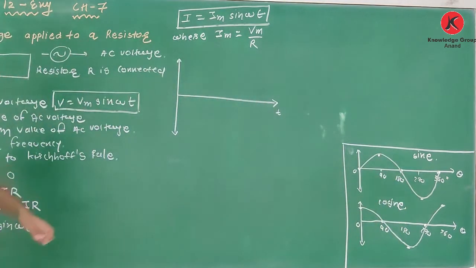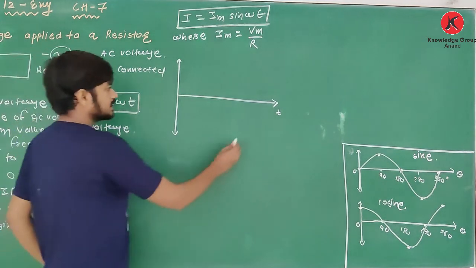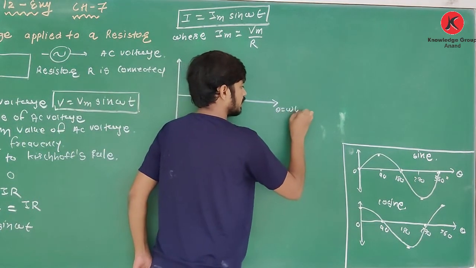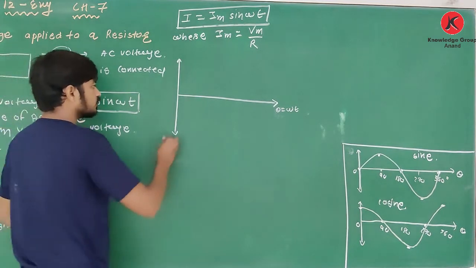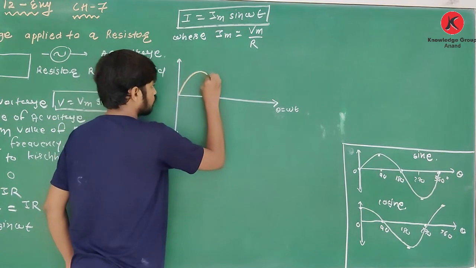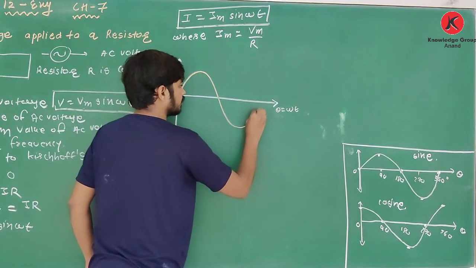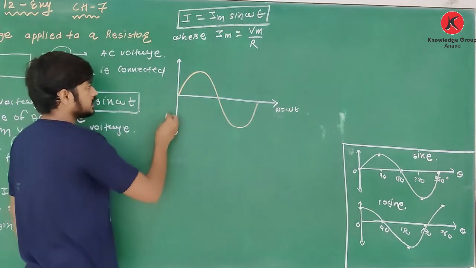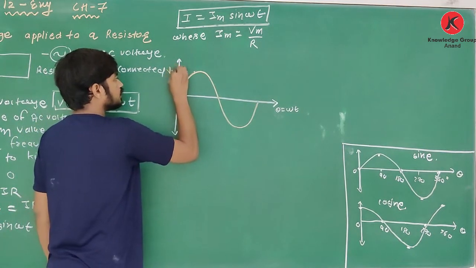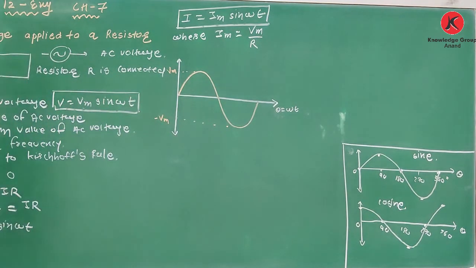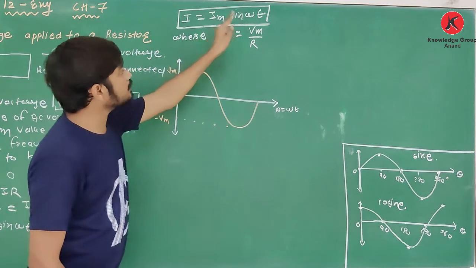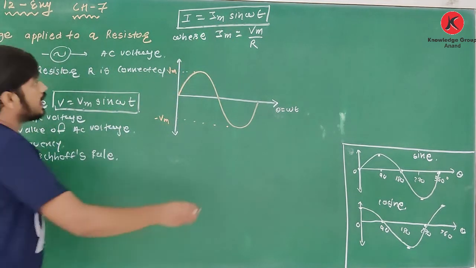Now back to this theory. Theta is equal to omega t. What is V? V is equal to Vm sine omega t, which means voltage is a function of sine. Clear about this? Its maximum value is Vm, and on this side it is minus Vm. Any doubt?